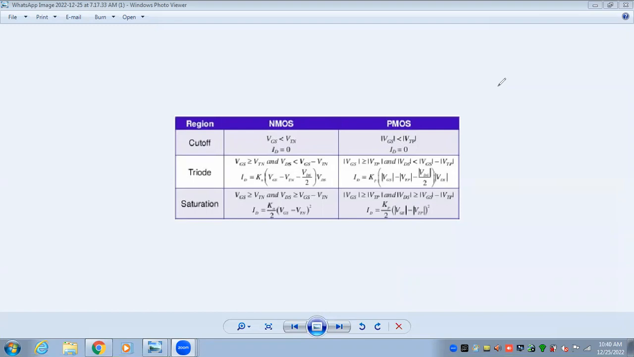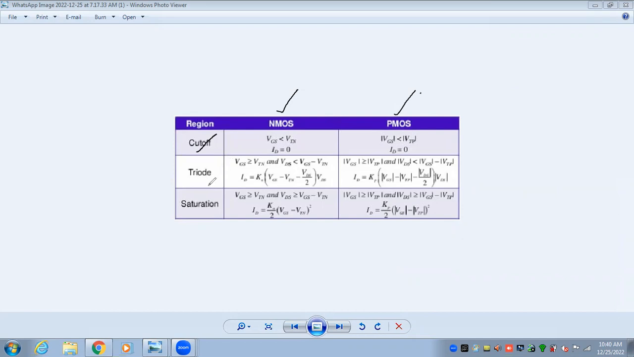So here we have three regions of operation, that is for NMOS or PMOS. Basically, we have three regions of operation. And what is important here are these equations which are given here for cutoff, and this is for the cutoff region.